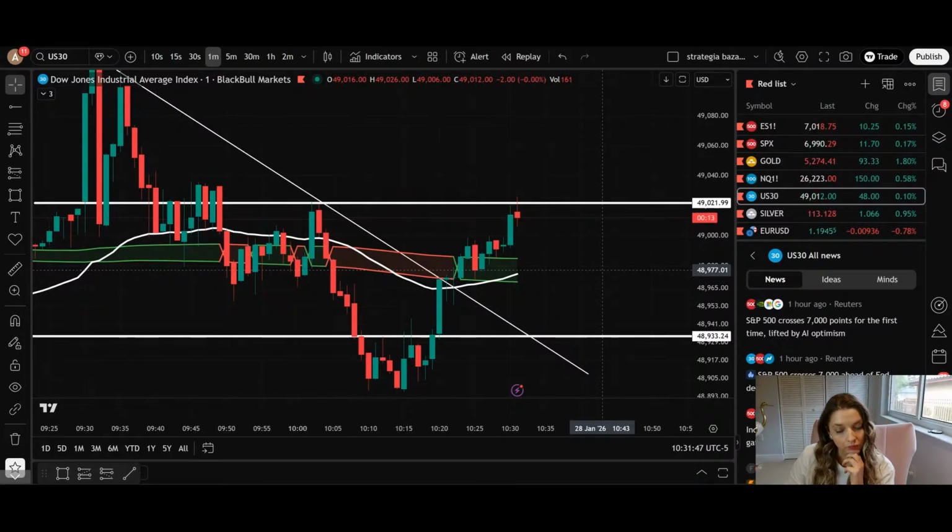Volume or no? No. I tried to look at the volume profile, but to be very honest, it just confused me a lot. You really need a lot of practice with the volume profile.